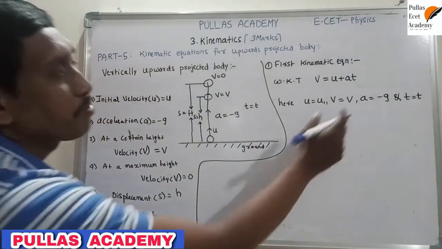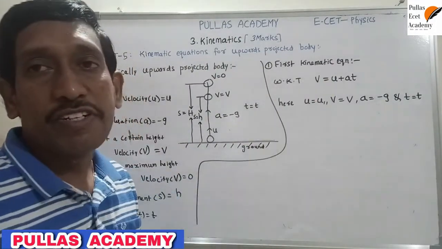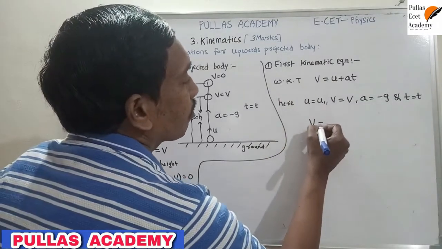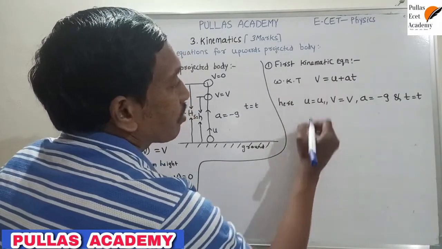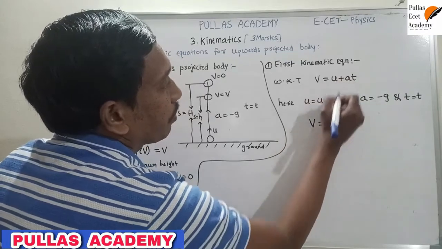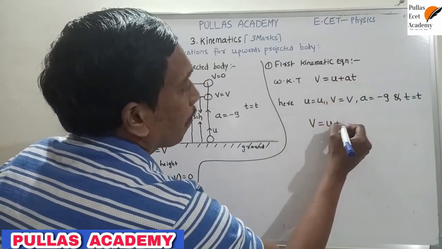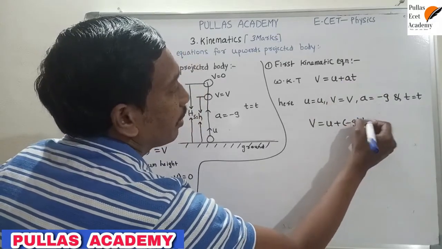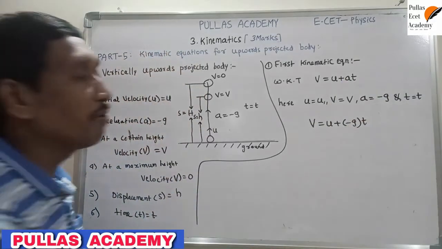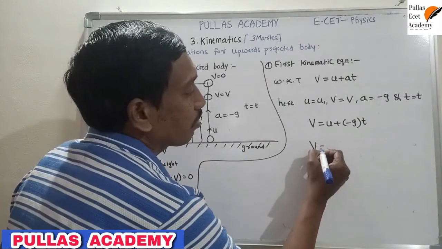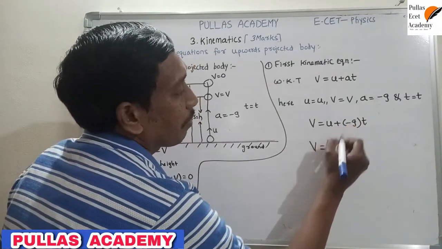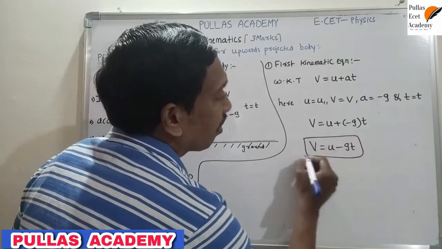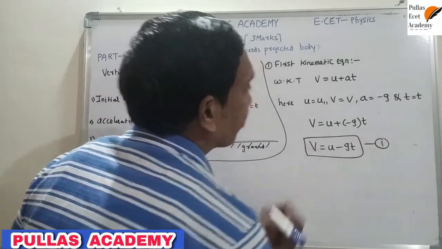If you substitute all these values in the equation, you get the first kinematic equation. Substitute v for v, u for u, and for a, substitute minus g, into t. Now simplify this equation: v is equal to u plus (minus g) t, so v = u - gt. This is called the first kinematic equation.